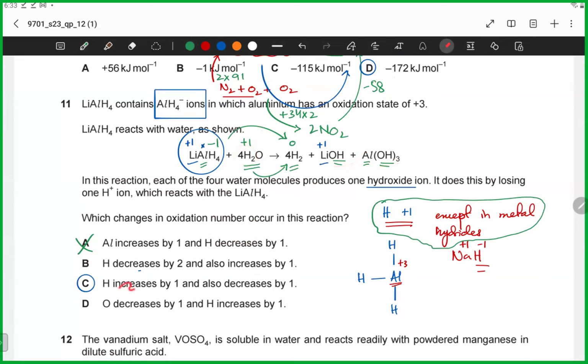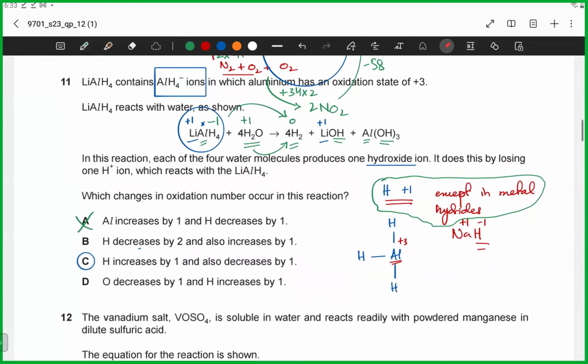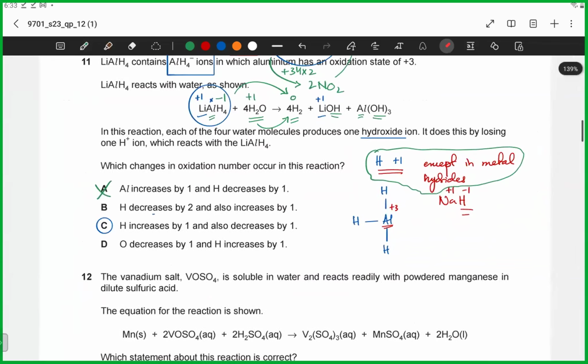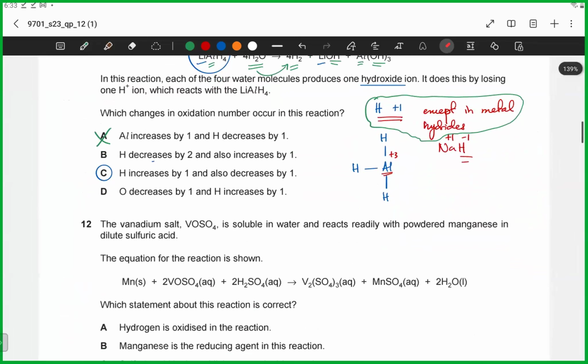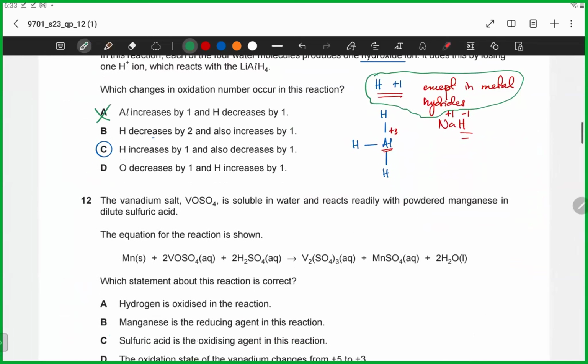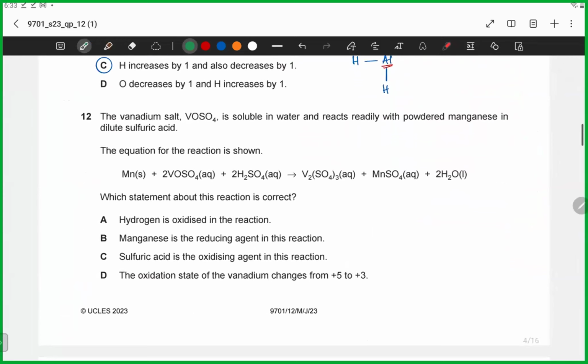So इसलिए C है, ठीक है. H increases by 1 and also decreases by 1. मतलब +1 से 0, -1 से 0. Is this clear? क्लियर है ना सारों को? Yes, sir. So अगला वाला.